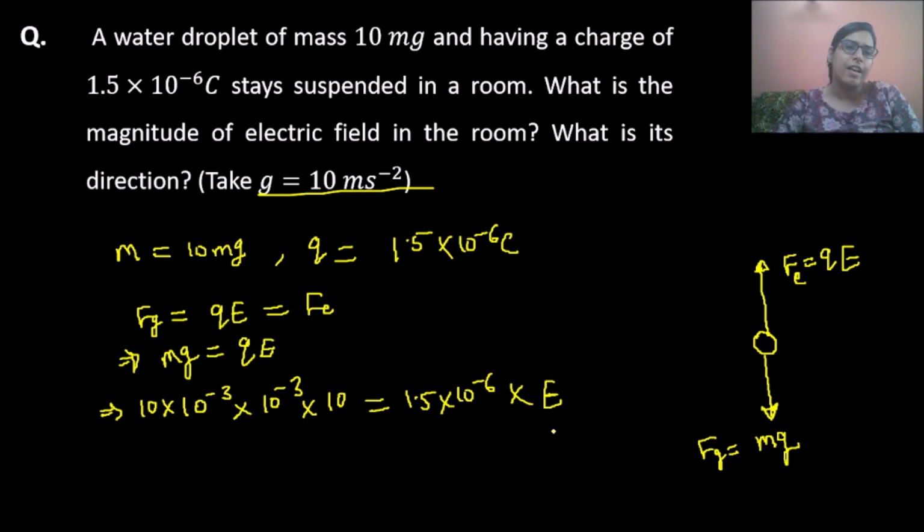Now direction of electric field. So charge on this droplet is positive charge, 1.5 into 10 raised to power minus 6. That means the electric field will also be in the direction of force. So direction of electric field will be upward.